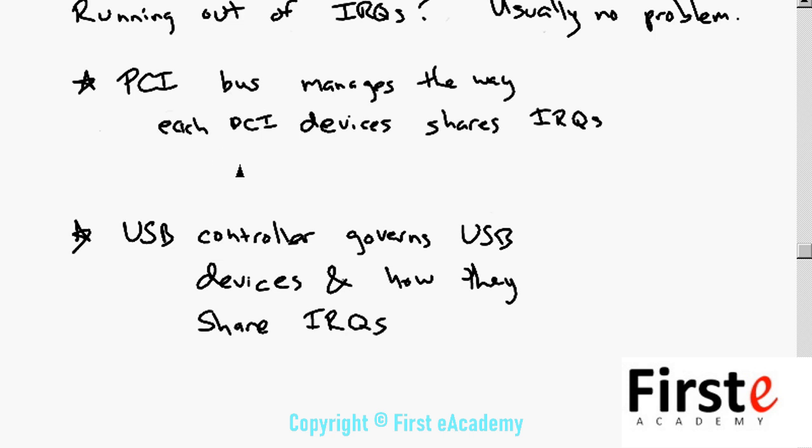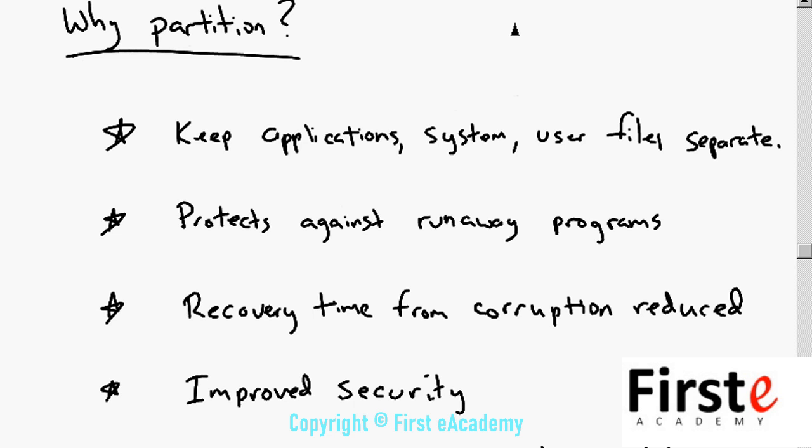All right, so now let's move on and talk about disk partitioning for a little while. We should already have an idea of what a partition of the disk is. It's when we take our hard disk and we chop it up into various sized chunks. Okay, why do we want to do this, though, you might be asking yourself? Well, one of the reasons we want to do this is that we can keep applications and system files and user files all in separate partitions. One of the reasons we want to do that is so that we can protect against runaway programs.